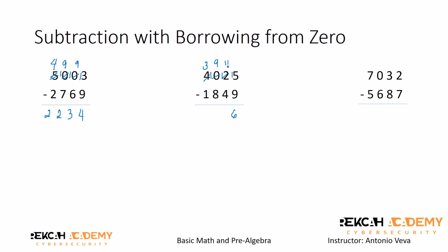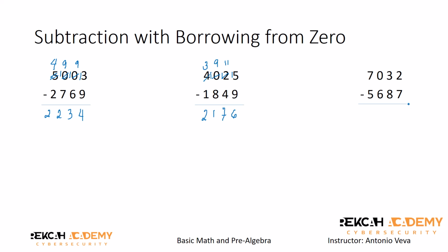And we have 11 there in the tens column. So 11 minus 4 equals 7. And next, in the third column, 9 minus 8. The answer is 1. And finally, 3 minus 1. That gives us 2. So the final answer is 2,176.